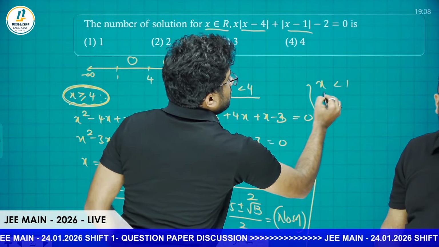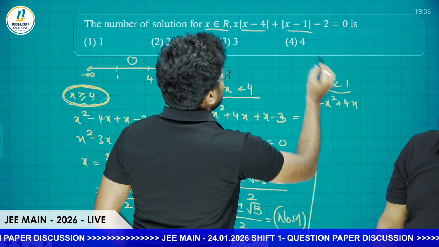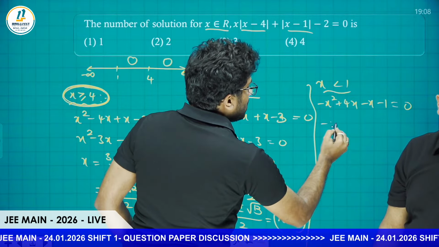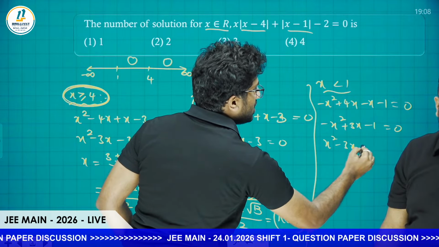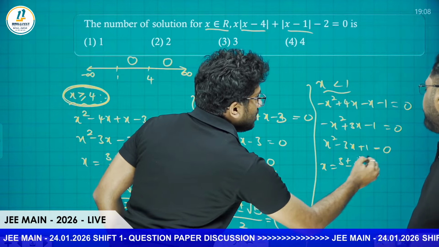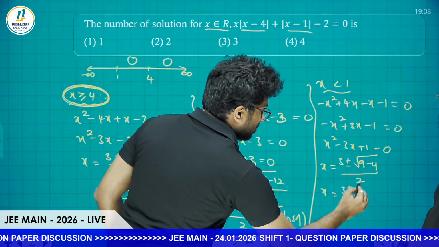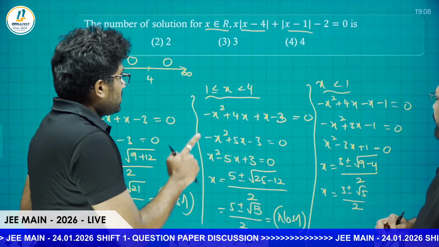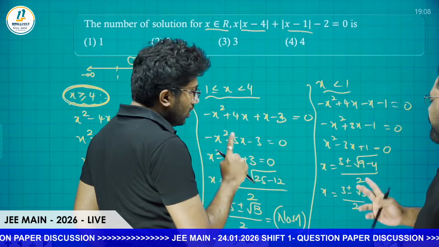x less than 1. So when x is less than 1, both will be negative. Then we get minus x square plus 4x minus x plus 1 minus 2, which is minus 1, is equal to 0. Finally, it is minus x square plus 3x minus 1 is equal to 0. X square minus 3x plus 1 is equal to 0. By using the quadratic formula, 3 plus or minus root over b square minus 4ac divided by 2. So 3 plus or minus root 5 divided by 2. Root 5 is 2 point something. So 3 plus 2 point something by 2 is 2 point something, we don't require. But 3 minus 2 point something is 1 point something.